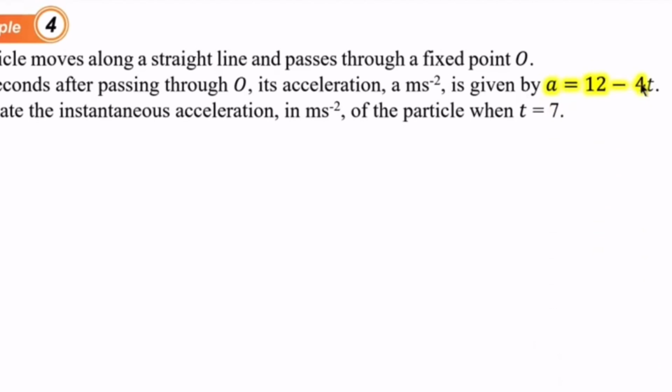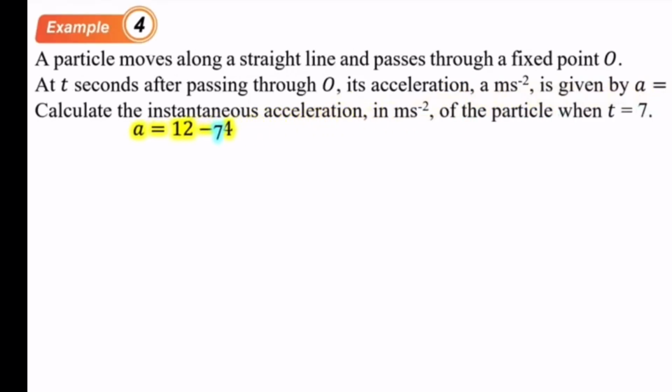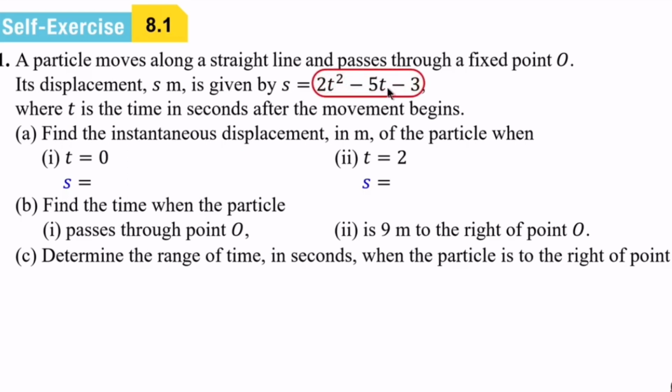State the instantaneous acceleration in meter per second of the particle when t equal to 7. Okay, this is very simple. We will just substitute t equal to 7 and we will solve the acceleration, which is the so-called instantaneous acceleration, is negative 16 meter per second.